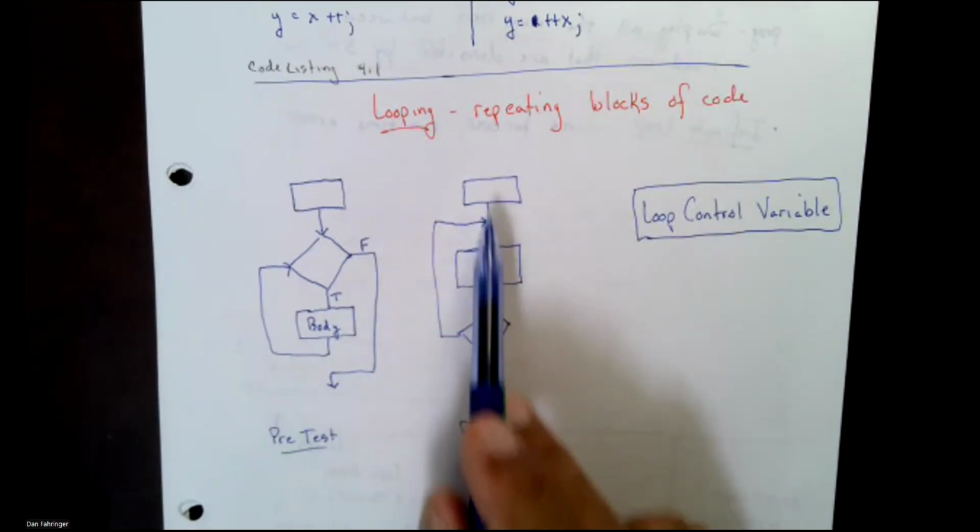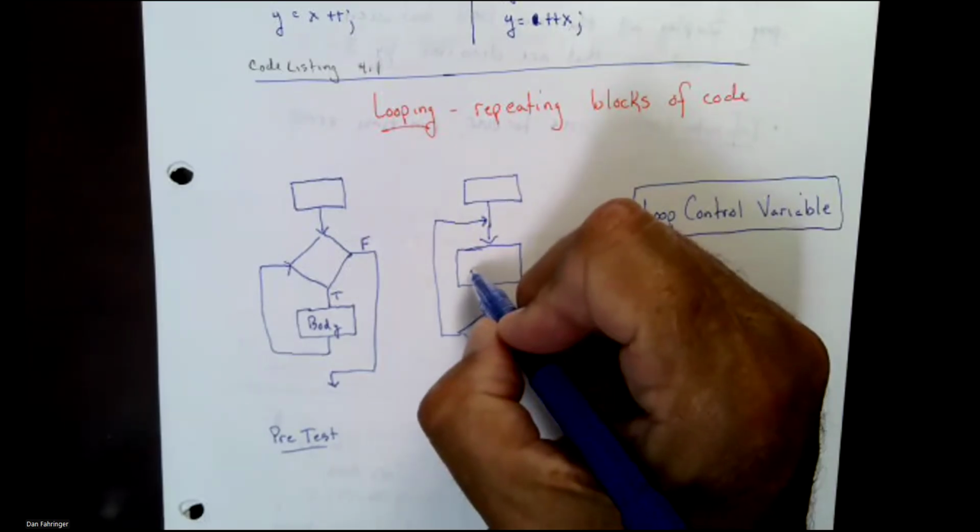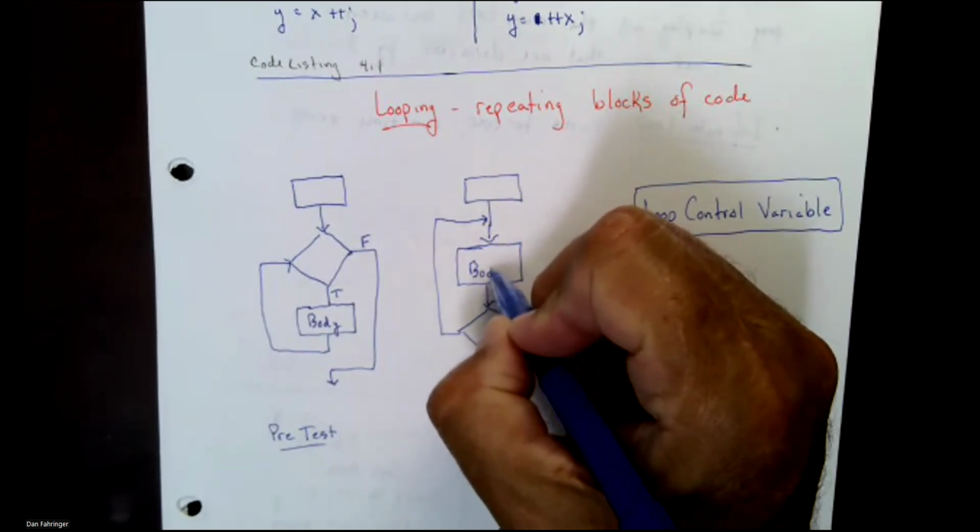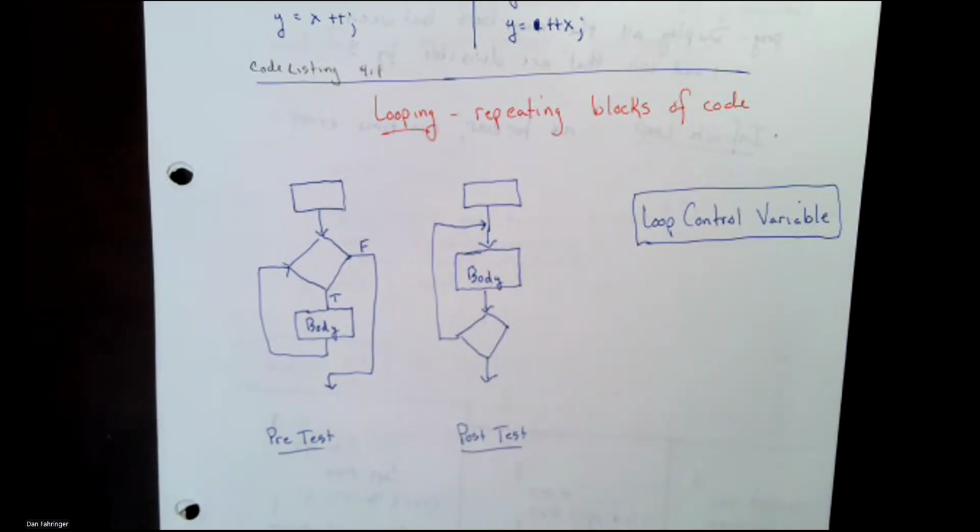Okay. Up here, I'm coming down. This is a post test. I'm hitting the body at least once. So it's this different type of loop. This is 0 or more times. This is at least one time.